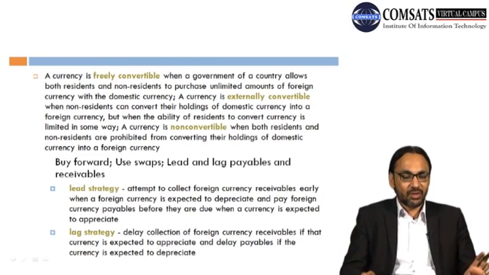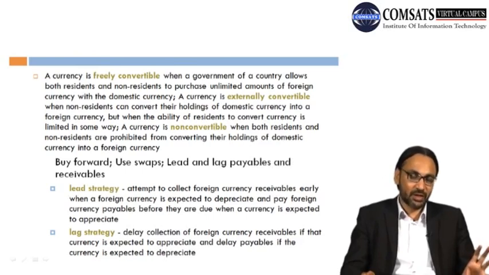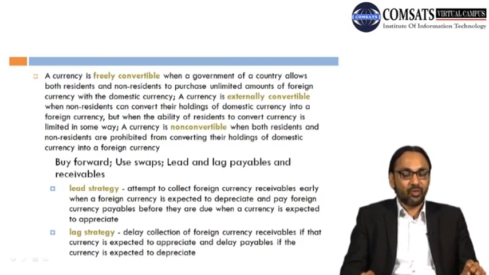Next, what can the managers do? They can buy forward, use swaps, or lead or lag payables or receivables. These are the different tactics they can apply to control foreign exchange risks. The lead strategy is the attempt to collect foreign currency receivables early when a foreign currency is expected to depreciate, and to pay foreign currency payables before they are due when a currency is expected to appreciate.